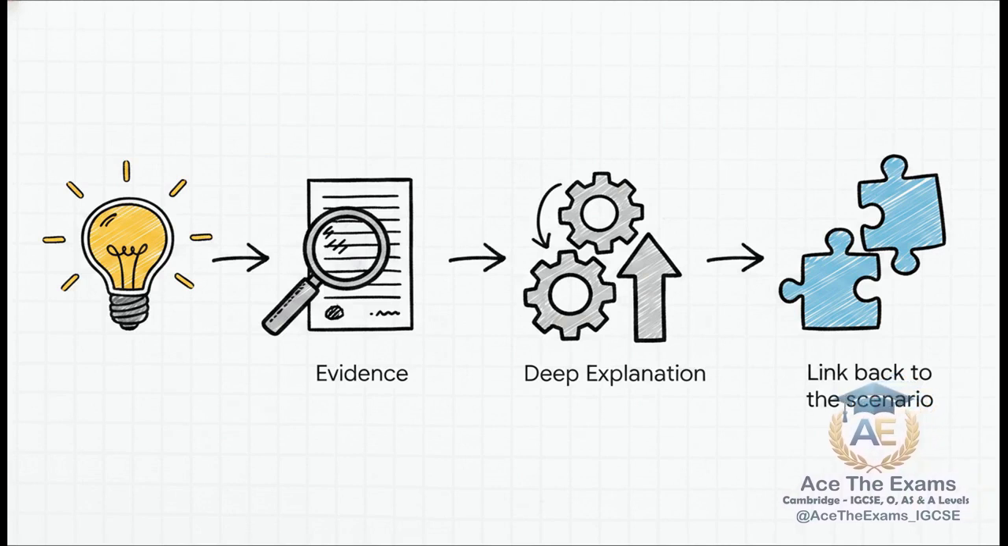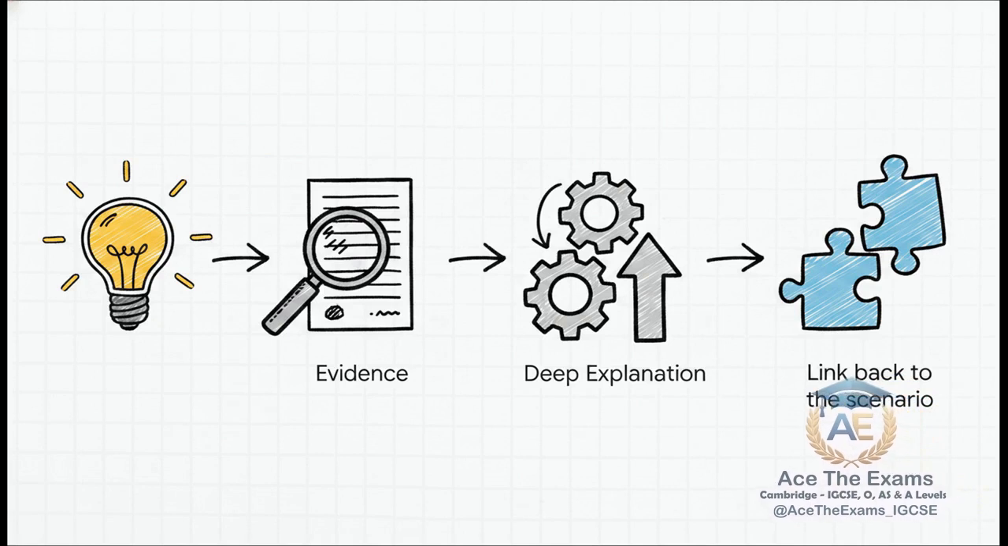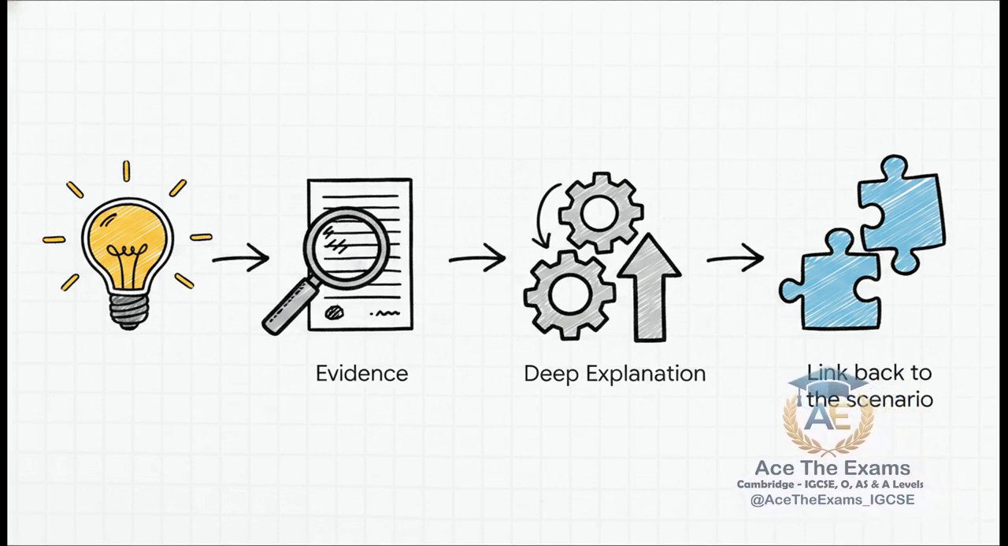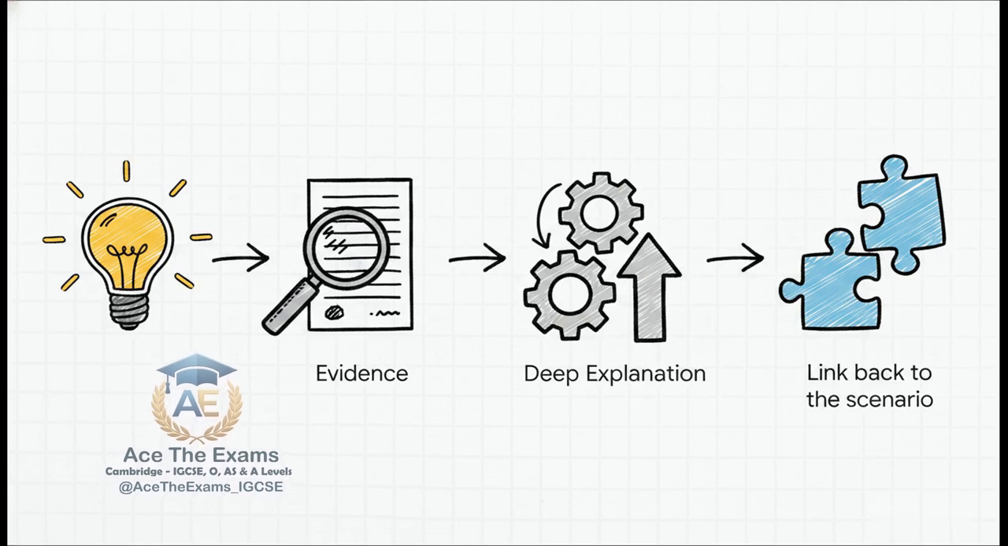And finally, L for link. You connect back to the theoretical architecture or the specific scenario given in the prompt. By using PEEL, you naturally hit every single cognitive domain the examiner is grading on.